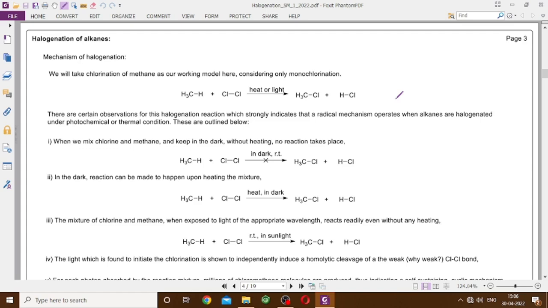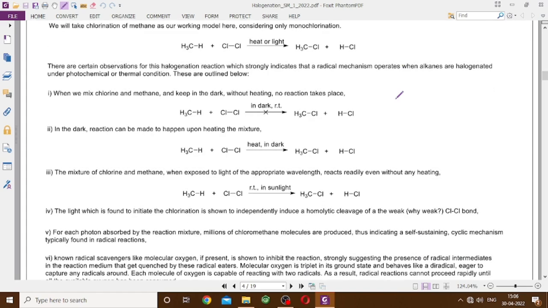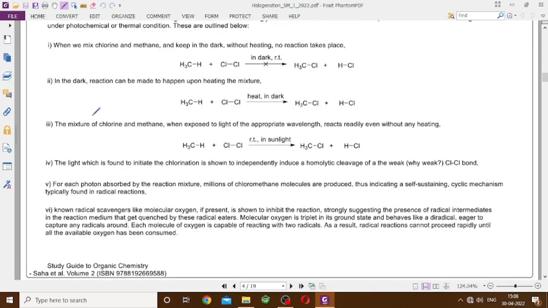Now there are certain observations listed below that we can see while doing the chlorination of methane, and they all point in one general direction: these reactions are not polar reactions, not like nucleophilic substitution, SN2 or something like that. We have discussed that a little bit when discussing kinetics and thermodynamics. So when we mix chlorine and methane and keep it in the dark without heating, nothing happens. So no reaction.